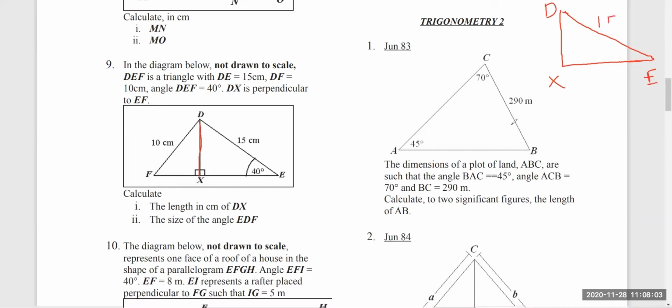Here is 15 cm, right angle triangle, and here is 40 degrees. You want to find out for the length DX. Right, so that is this length here. DX is what you want to find out for.